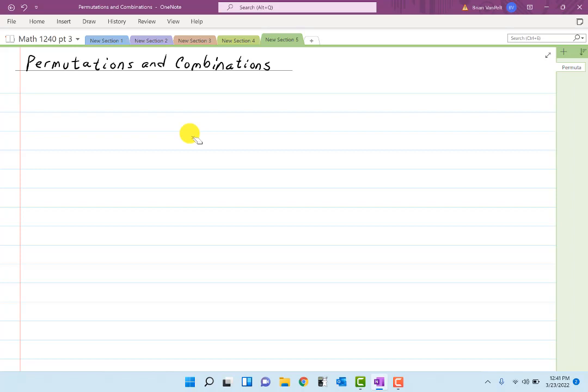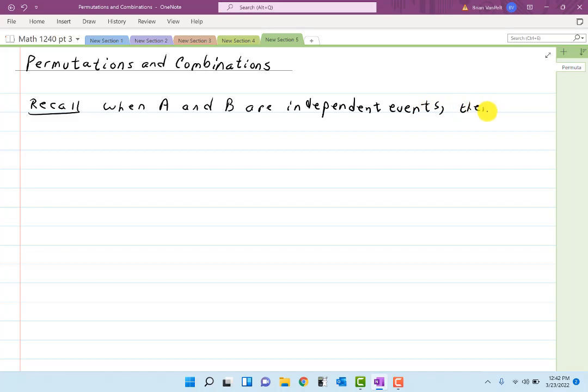All right, in this video we're going to learn how to count, but in a very complicated fashion. So I want you to recall something. Recall when A and B are independent events, then the size of A and B equals the size of A times the size of B.